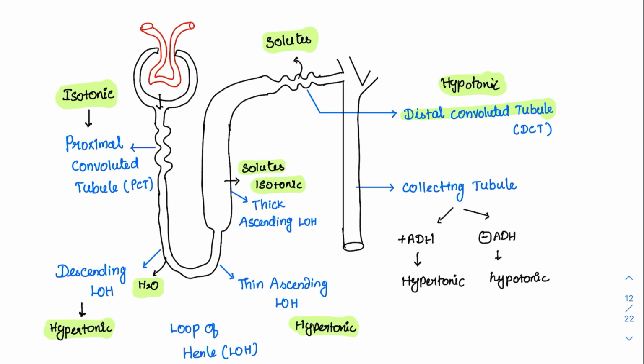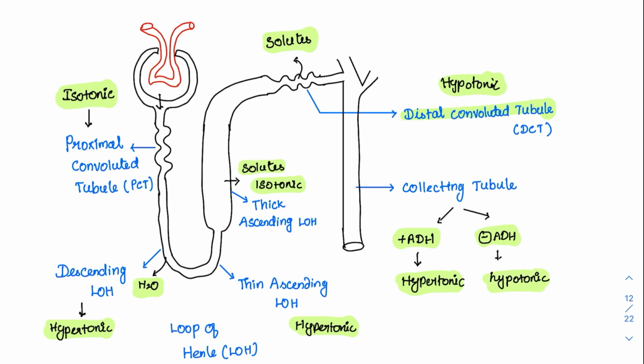Now let's see what happens in the collecting duct. The collecting duct is not very simple because there is one hormone which is influencing the collecting duct very much, whenever there is presence of ADH, antidiuretic hormone. So if there is ADH, what will happen? It will suck in water. So whenever it sucks in water from an isotonic solution, what will happen? It will become hypertonic. If ADH is absent, it will stay hypotonic and the urine will be very hypotonic.